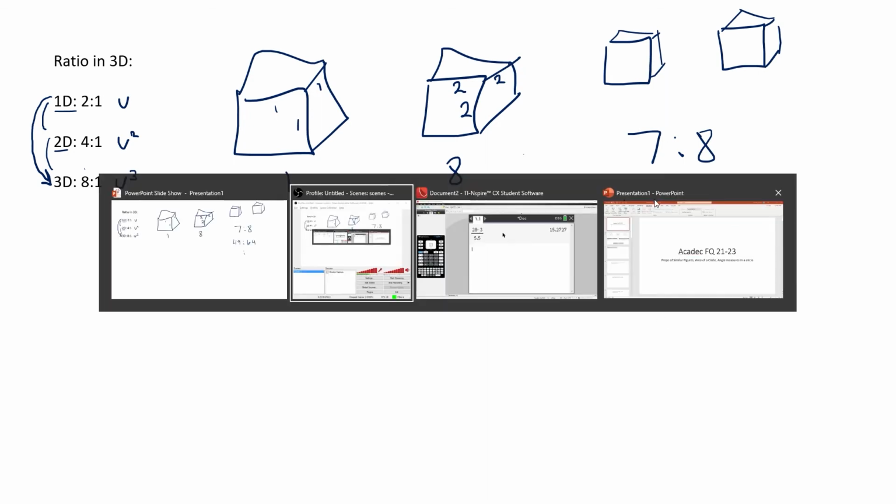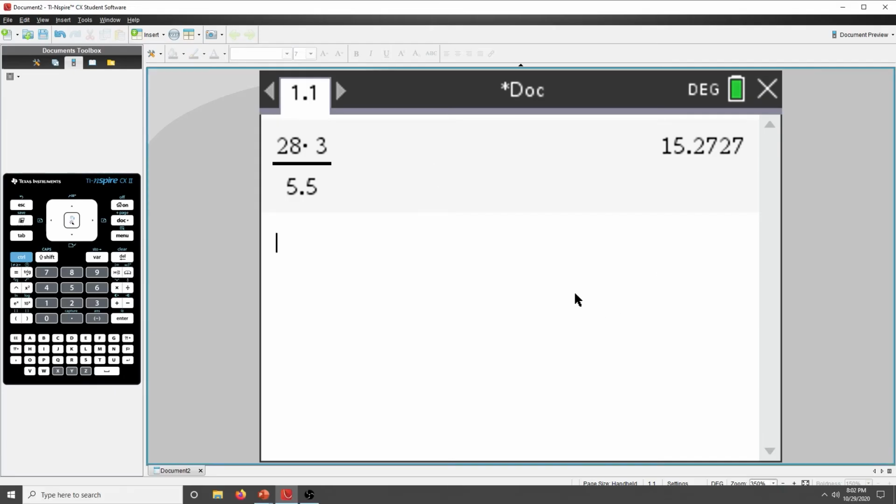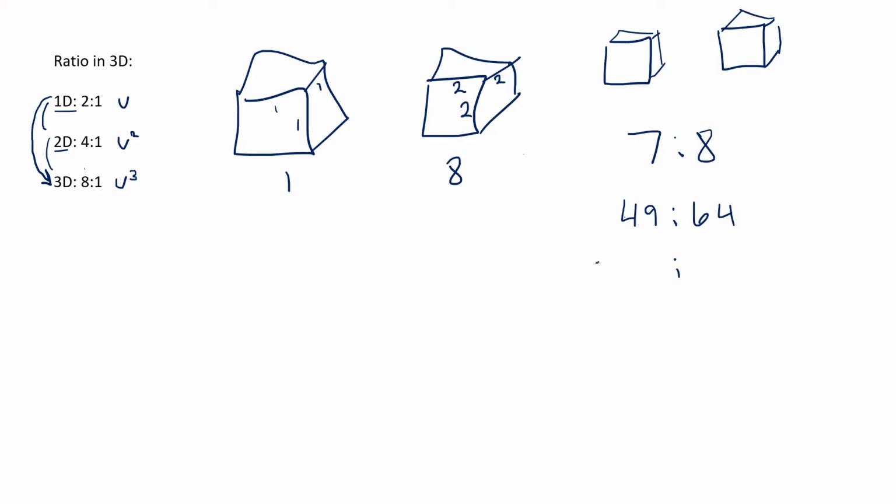So we need to raise 7 and 8 to the third. So that's 343, and this is 512. So the three-dimensional ratio is 343 to 512. It's a lot bigger, but it's important to know how to do this.